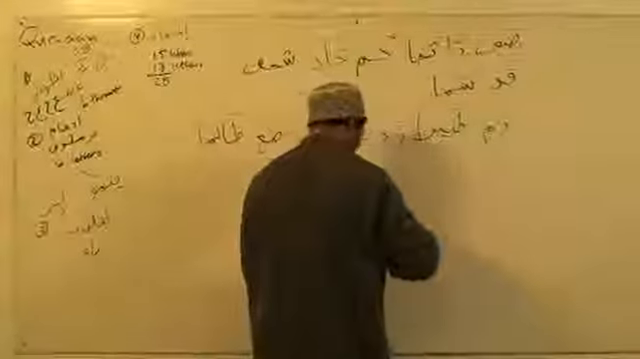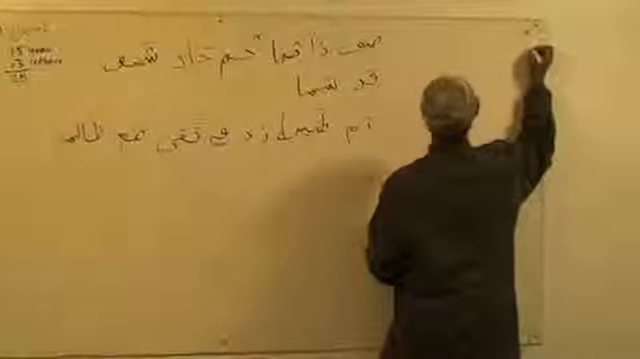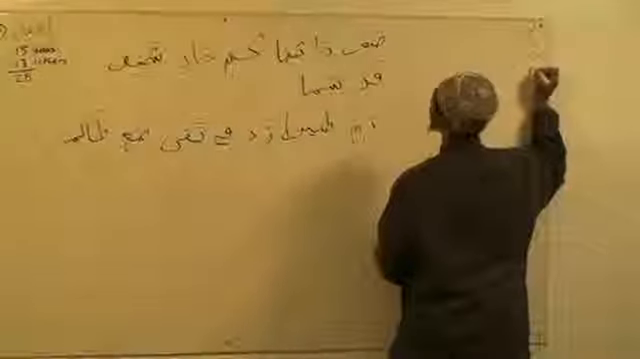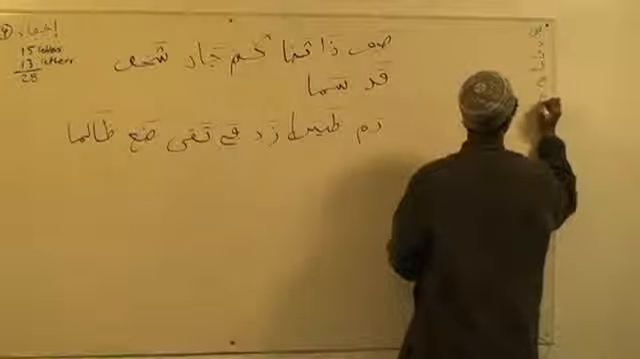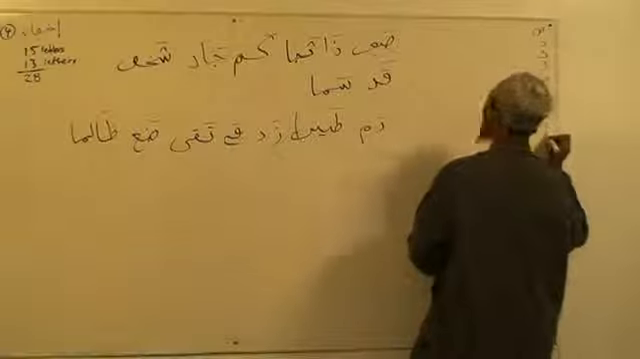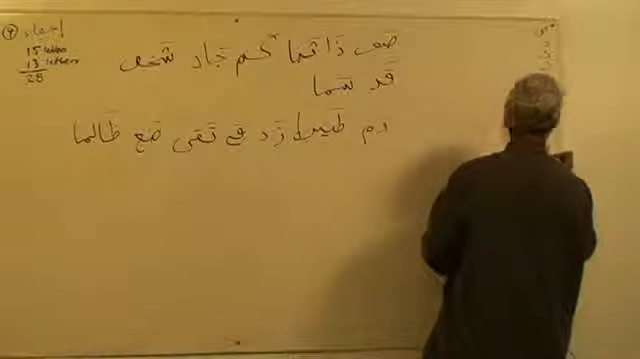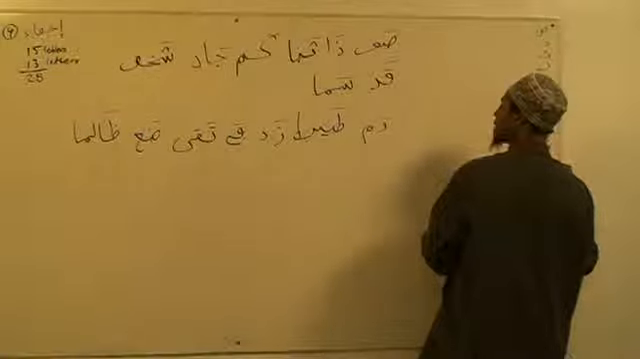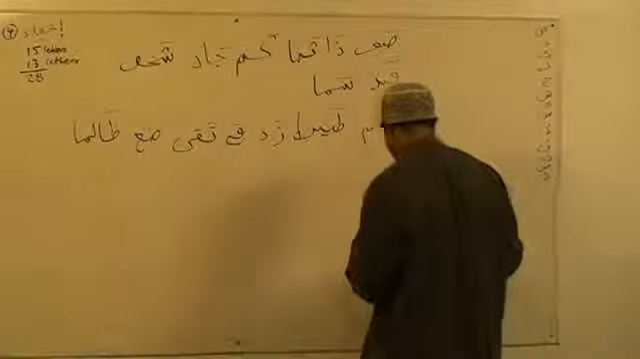We have sad. Let me write these letters down over here so we don't forget them. We put sad, dhal, tha, kaf, jim, sheen, qaf, seen, dal, ta, zay, fa, ta, dad, and dha. 15 letters. Now let's go through it and get an example of each one.